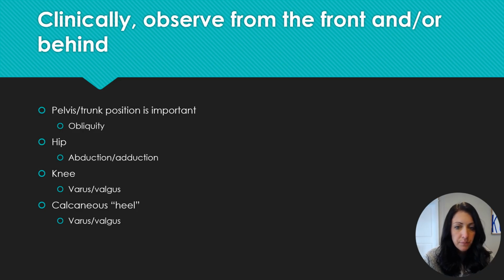And when we talk about clinical observation, it's good to make sure you observe gait training through the front and/or behind, to observe for the different pelvis and trunk position, looking to see about the hip, if it's abducted more so or adducted more so. The knee, if it's more varus and valgus, is going to show you more from the side view. And the calcaneus and heel, varus and valgus, it's good to go from the front, the side, and the back. But in the front and the back, you're going to see that more so when it comes to the heel.